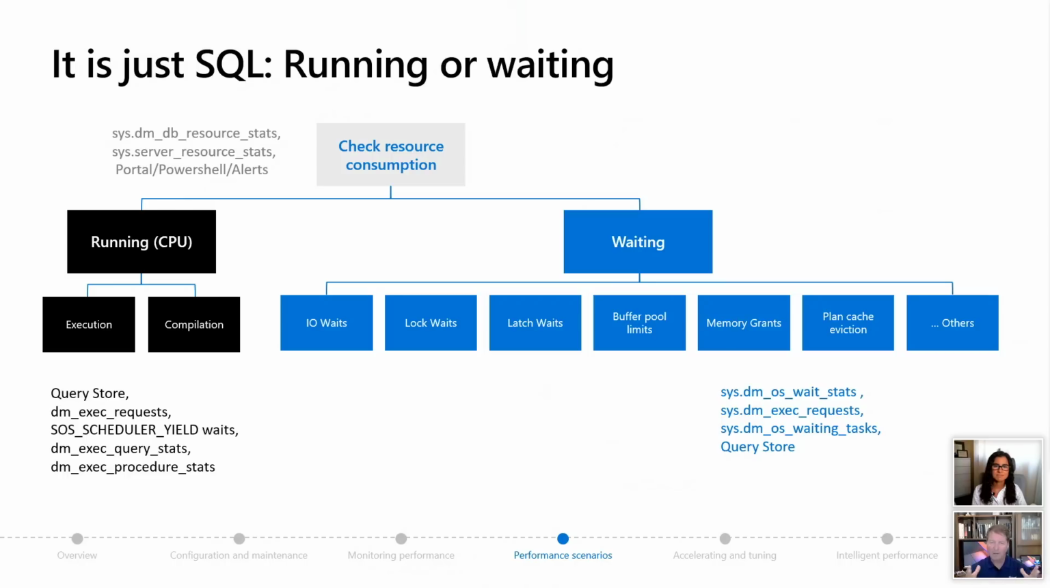So I love the way to break this down, Anna. You look at your top: what does my resource consumption look like? Is it high CPU? Is it not high CPU? If it is high CPU, it's a running scenario. I must be waiting on a resource if it's not, with this one little caveat that one of the waiting scenarios is also a high CPU scenario, which is this case of SOS scheduler yield. So that's how I break these things down.